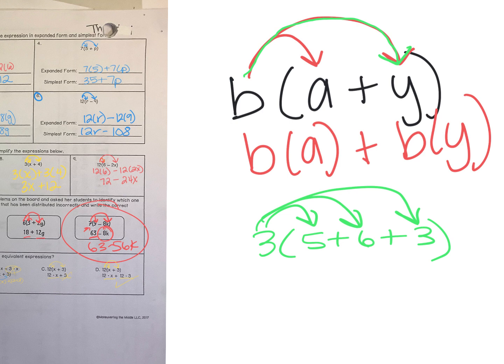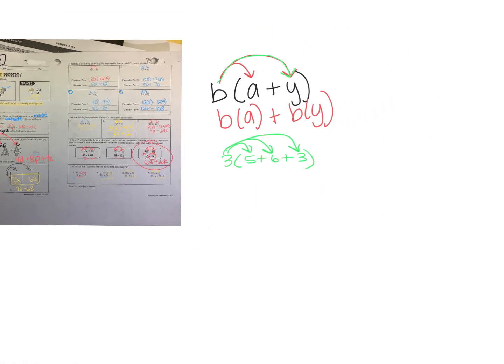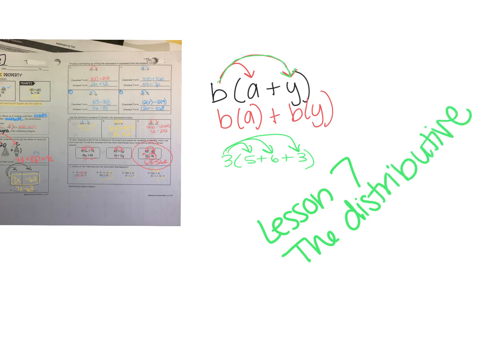Okay, so in your packet, I don't have a picture of it on here, but you have a paper that says, let me look for it, because I don't want to tell you the wrong thing. You have a paper that says Lesson 7, the distributive property. That's what I want you to go work on. I think it has 7 through 11.